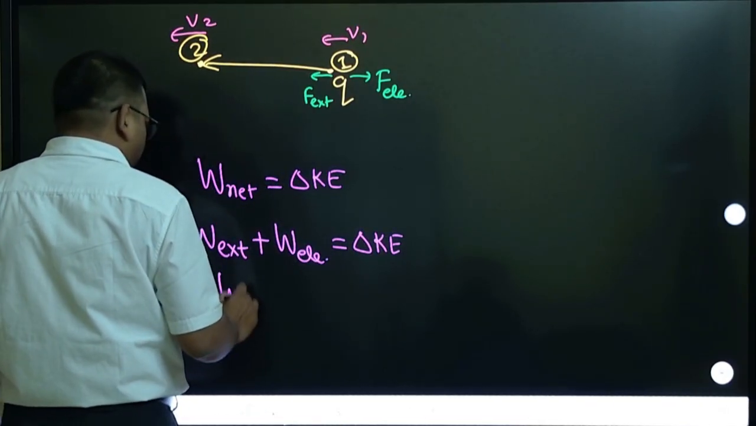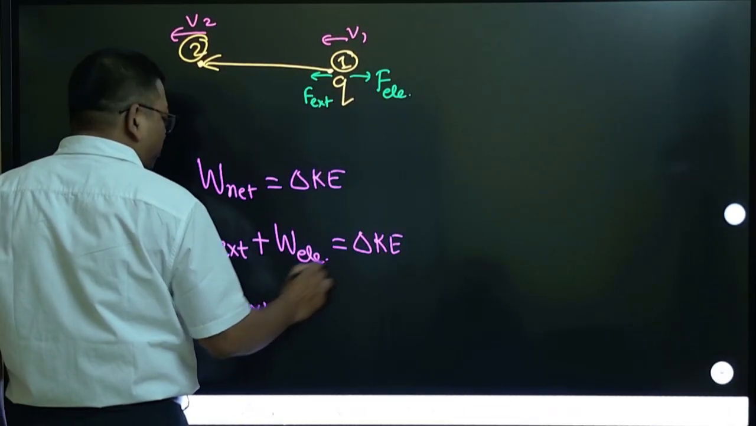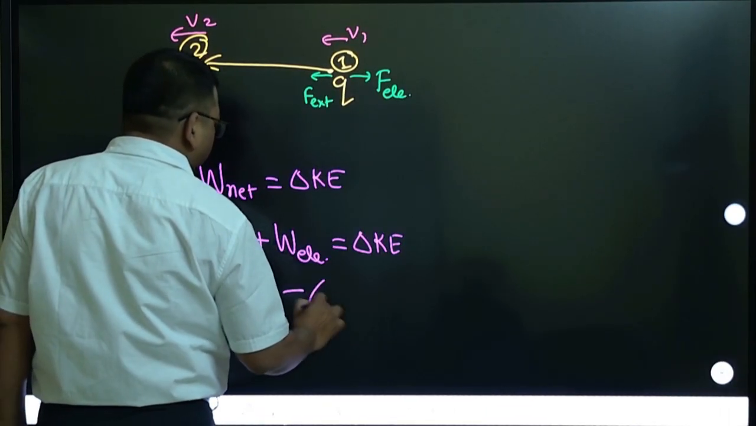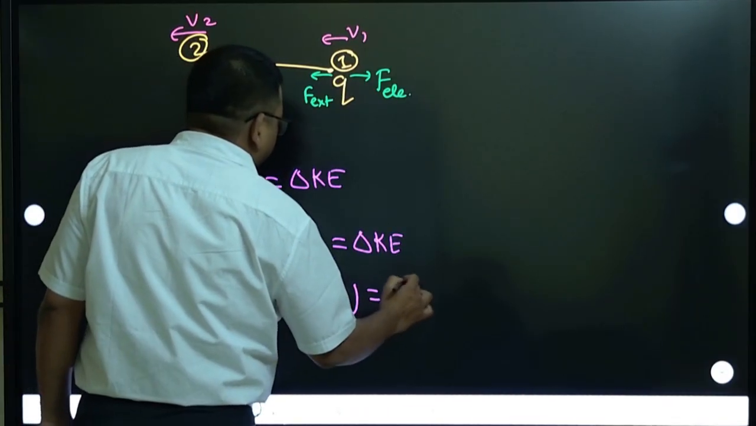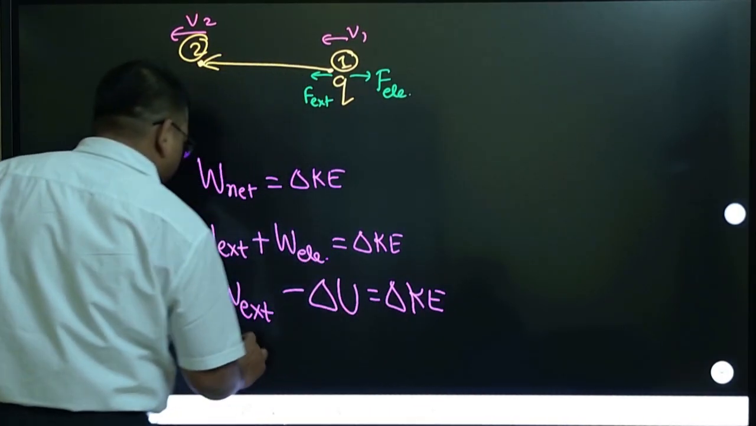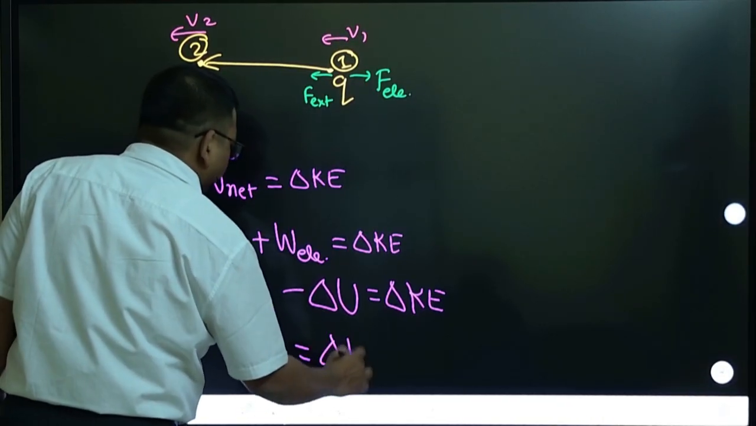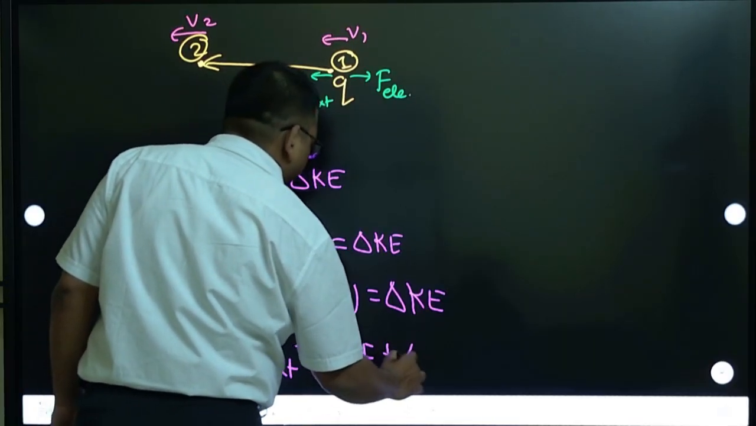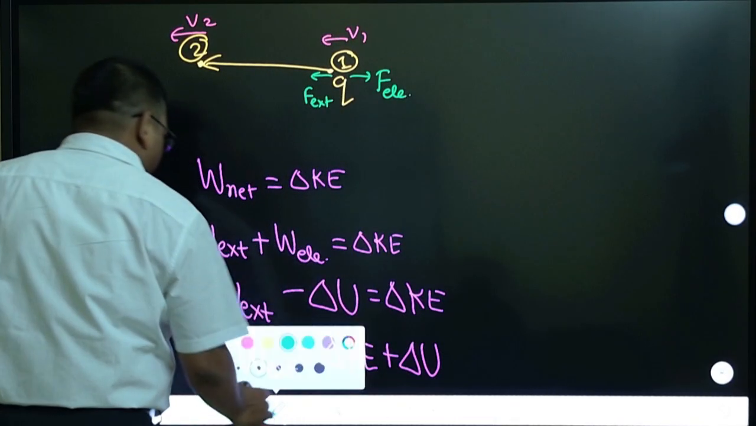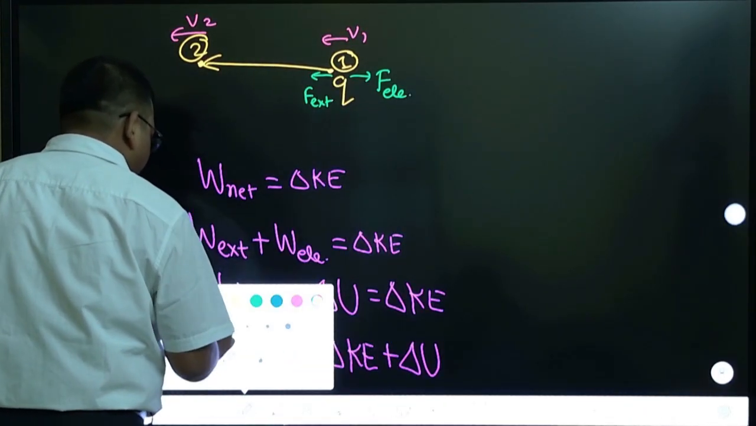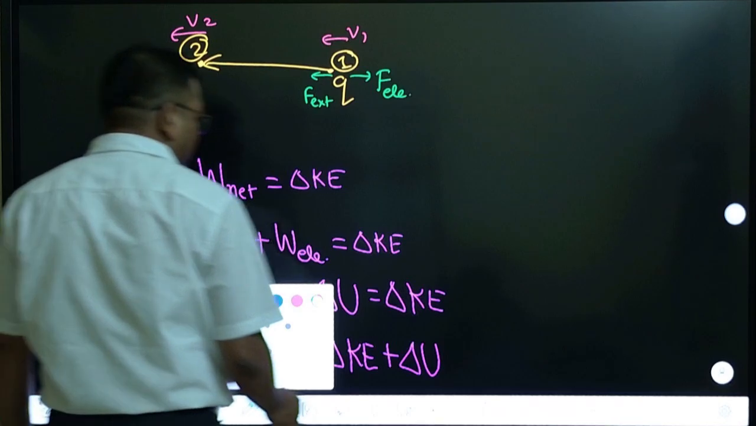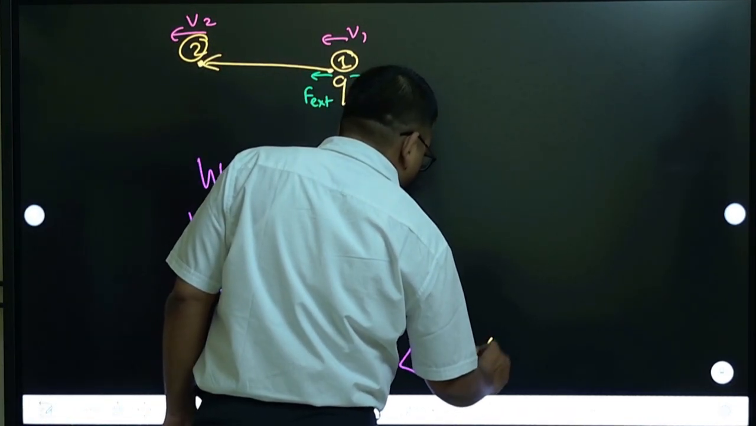And work done by conservative force, we have seen, is minus change of potential energy. That is how work done by external force becomes change of kinetic energy plus change of potential energy. So now you can also say that it is the change of total energy.